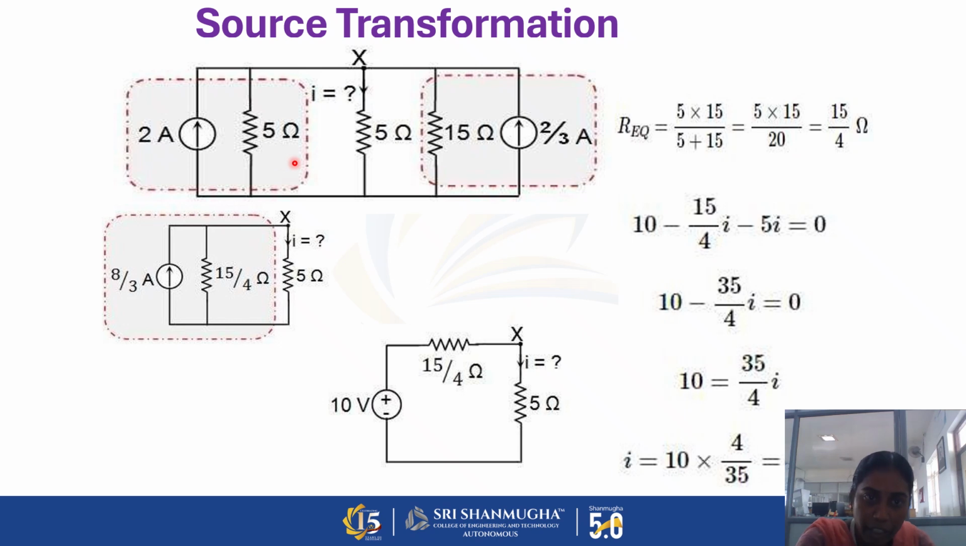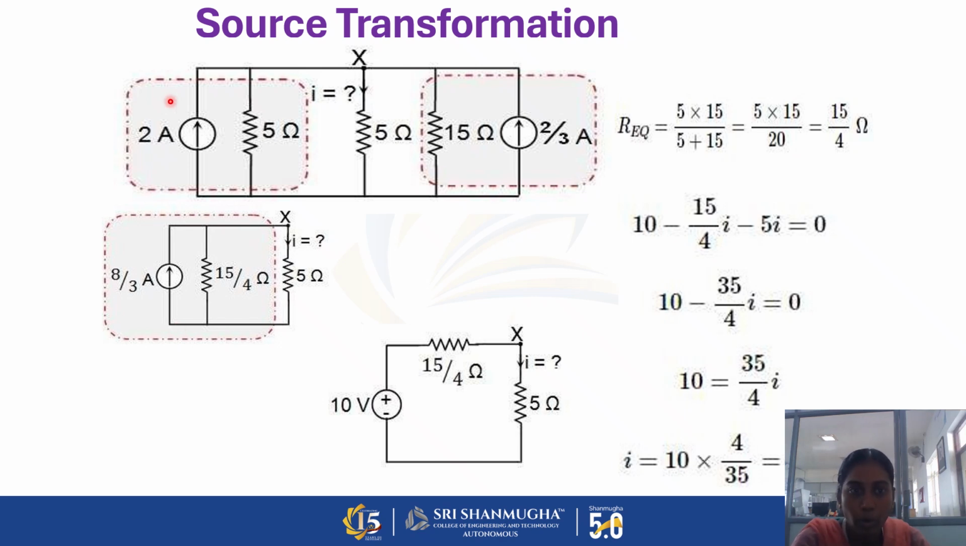So the 5 and 15 are parallel resistances. The parallel resistance is converted into a single resistance by means of 5 into 15 divided by 5 plus 15. So the equivalent resistance value is 15 by 4. This 15 by 4 is replaced here. So 2 plus 2 by 3, the value is 8 by 3.